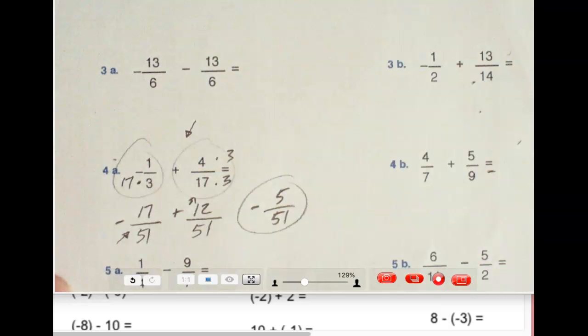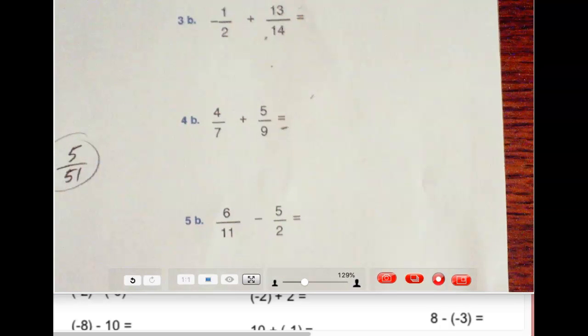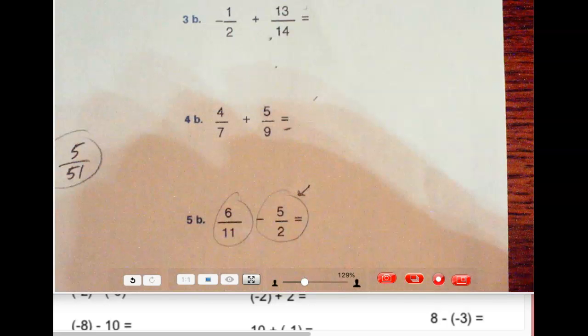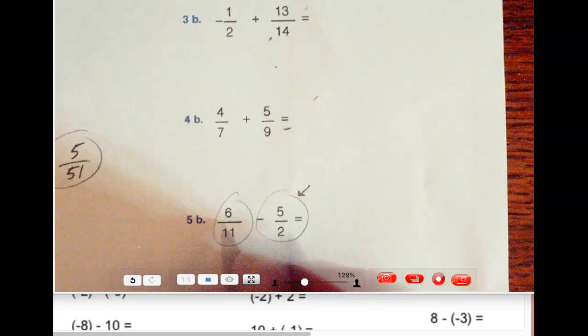Okay, let's take a look at number 5B. Number 5B has a positive and a negative. I noticed that this is an improper fraction. So this one is really quite a large negative number here. So we are finding the difference here, because there's a positive and negative term, but let's go ahead and set up a common denominator. So let's just use 22.